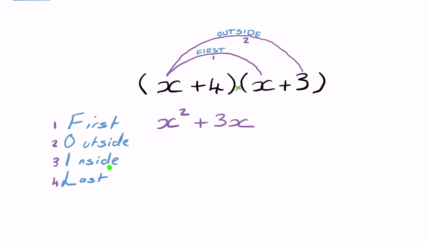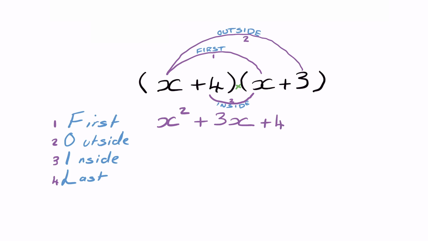Next, we're going to do the insides, and that's this term here multiplied by this one here. We have +4 multiplied by x. That's our inside, and that gives us +4x. Then lastly, we do the last, and that is this last one multiplied by this last one here. And that's a +4 multiplied by a +3, which gives us +12.